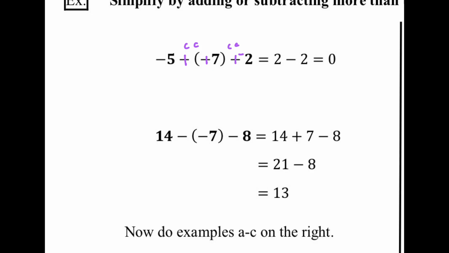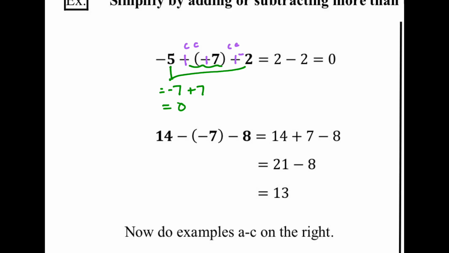Now what I would do is not necessarily what they did. I would combine the two negatives together and give me a negative 7. Bring down plus 7, and those are opposites. So you get 0.